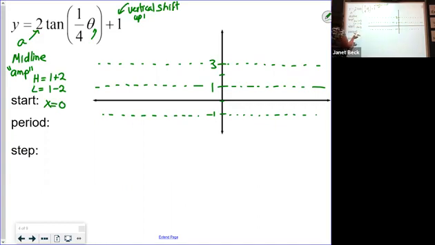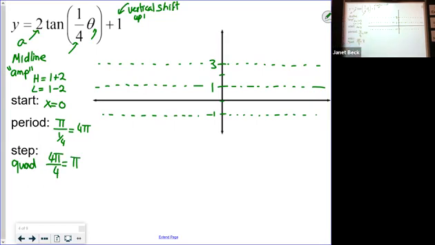The period for a tangent is normally pi, but this is going to be compressed by 1/4, divided by 1/4, which is actually going to give us 4 pi. So our step, or if you want to call them quads, but it's only at this school that you'll ever see anyone call it that, is going to be that period divided into 4 steps. So that will be pi.